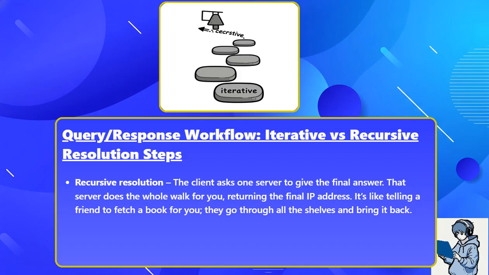Recursive resolution. The client asks one server to give the final answer. That server does the whole walk for you, returning the final IP address. It's like telling a friend to fetch a book for you. They go through all the shelves and bring it back.